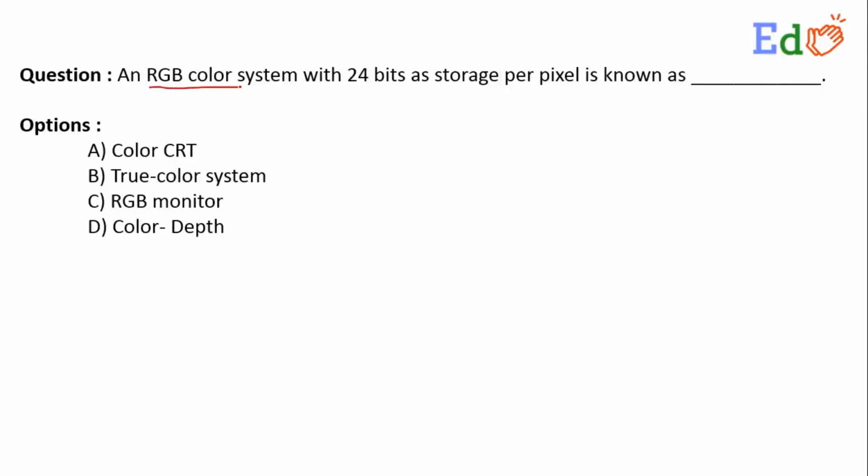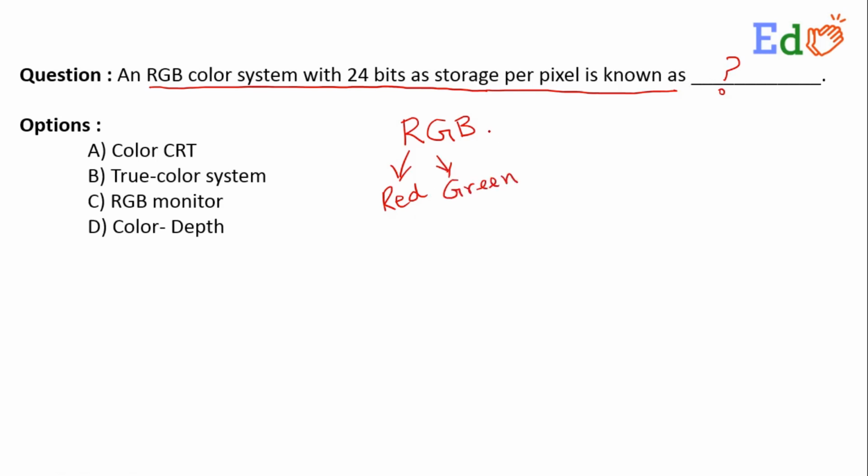An RGB color system with 24 bits as the storage per pixel is known as one blank space. So here we are having RGB. RGB stands for R for red, G for green, and B for blue. So it is of 24 bits of storage.